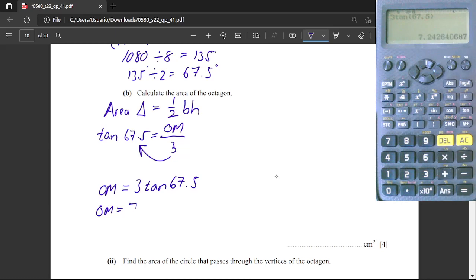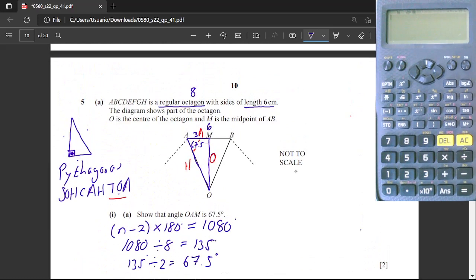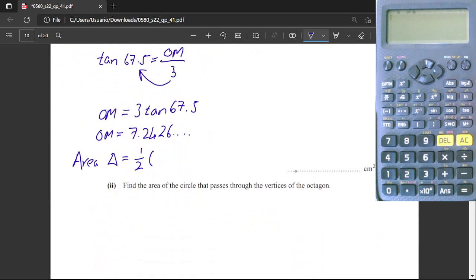This gives us 7.2426. Don't round this answer yet. It's not our final answer. It only gives us the height of the triangle. Now we need to work out the area of the triangle, which is half times the base. And this time we're doing the whole triangle. So the base is 6, AB. 6, not 3, 6. And the height is what we just worked out.